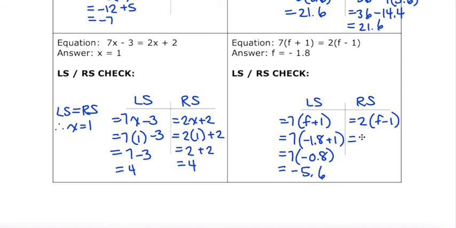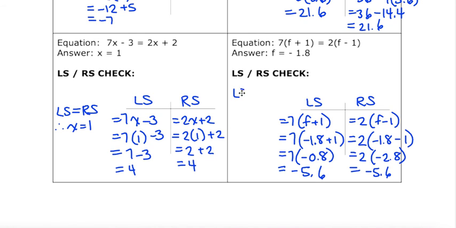For the right side, again, I want to substitute the value of negative 1.8 in for f. And I solve this using order of operations. So I have to do what's inside of the bracket first. So negative 1.8 take away 1 is negative 2.8. And 2 times negative 2.8 is negative 5.6.